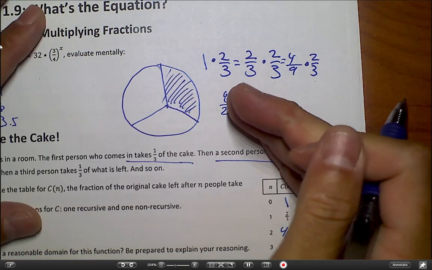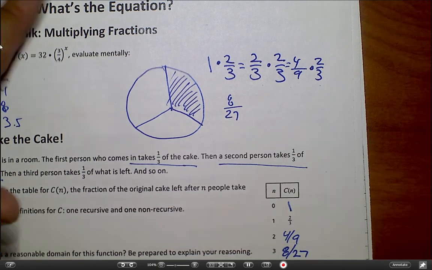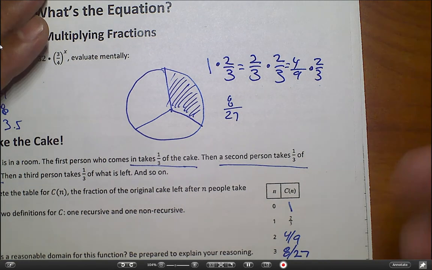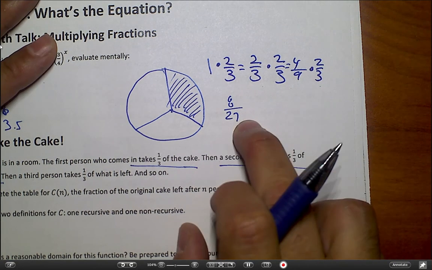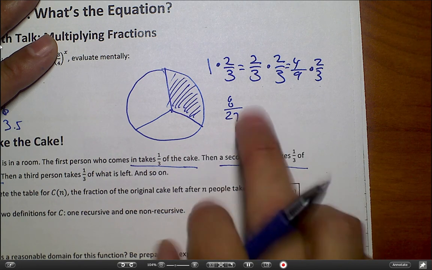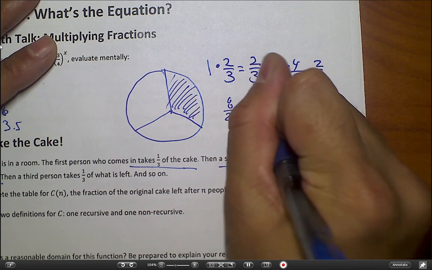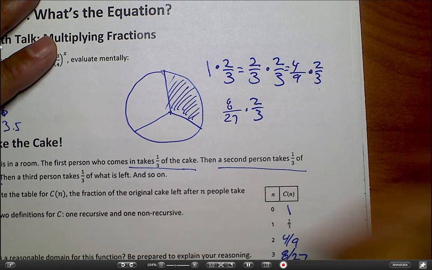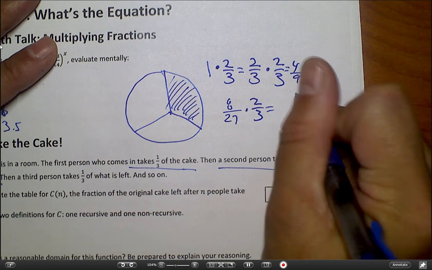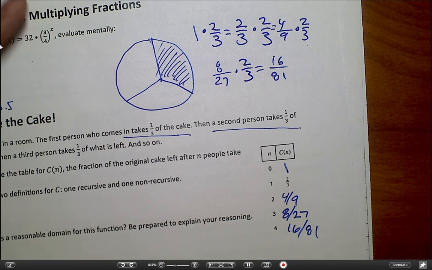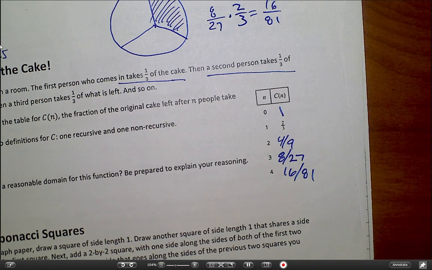But now, I have another hypothetical person. Let's call this person Angel, coming to get some of that cake, and going to take another third away, right? So what's left? 2/3. So I'm going to multiply by 2/3 again, right? Which would give me 16 over, there we go, 16 over 81. So that's by taking away 1/3 every single time.